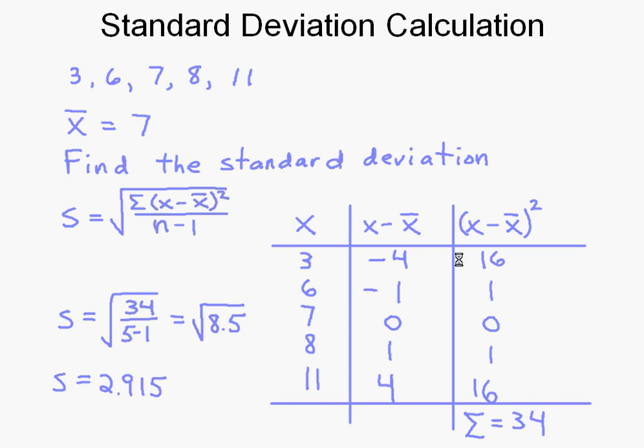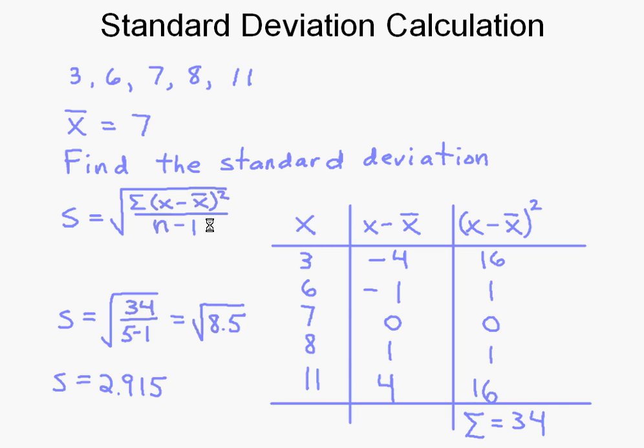So if we square each of these and add them all up, we get 34. And that is the numerator of the standard deviation formula. So the sum of all the squared deviations is 34. See that? Divided by n minus 1, where n is the number of values in our data set. 5 minus 1 is 4. And we get the square root of 8.5.